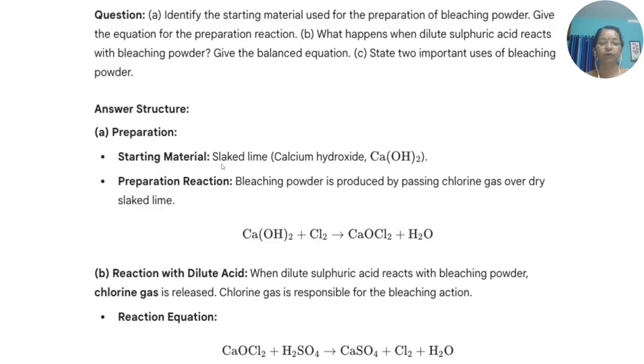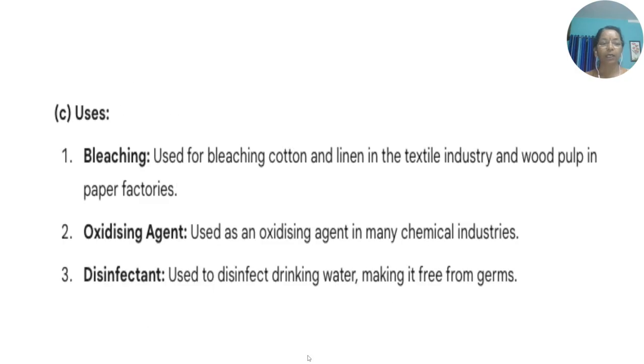The starting material for the production of bleaching powder is slaked lime, calcium hydroxide. The reaction is: calcium hydroxide plus Cl2 gives CaOCl2 plus H2O. It is the preparation reaction. Then there is this reaction, even though it is not given in the text, it's given here. Bleaching powder reacts with sulfuric acid, producing a salt, chlorine gas, and water, and this is the reason for the bleaching action. Then the uses of bleaching powder are given here. This is also a 5 marks question.